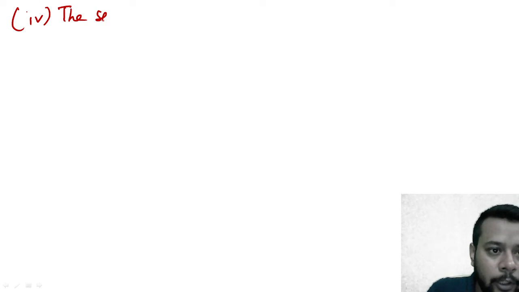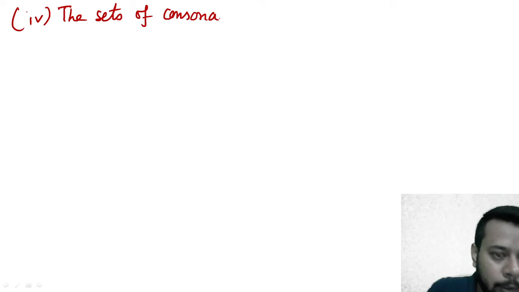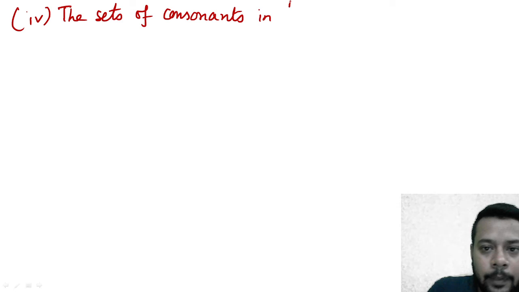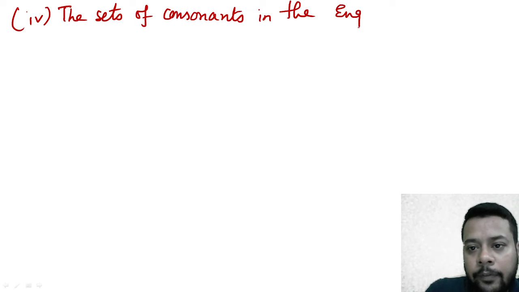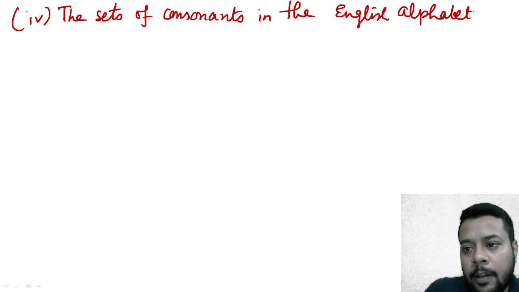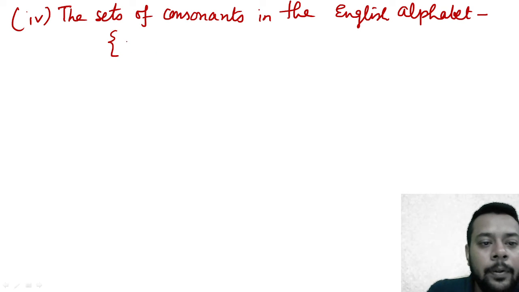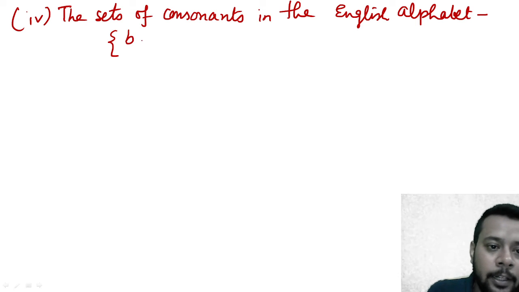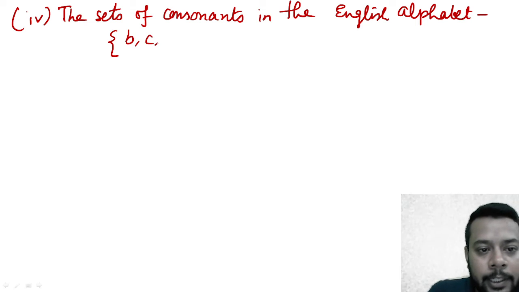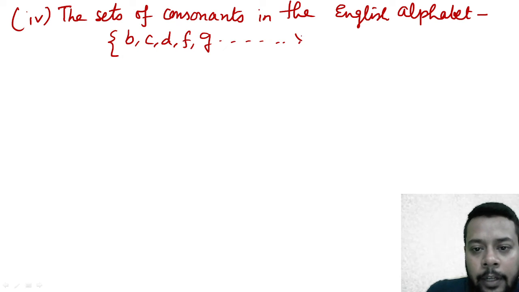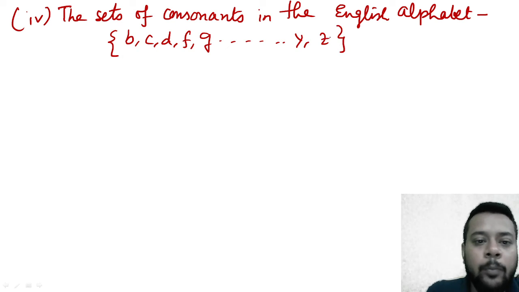The set of consonants in the English alphabet. If I try to explain, the set of consonants in the English alphabet will be what? It will start from B, C, D, F, G, dot dot dot, and it will end with Y, Z, right? And nothing more than that.